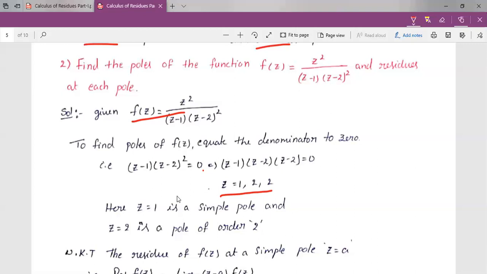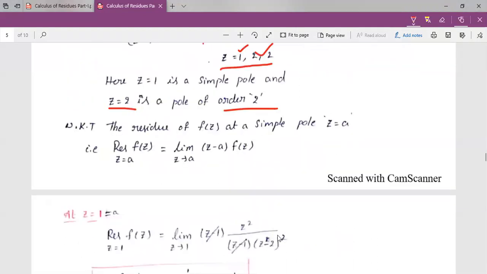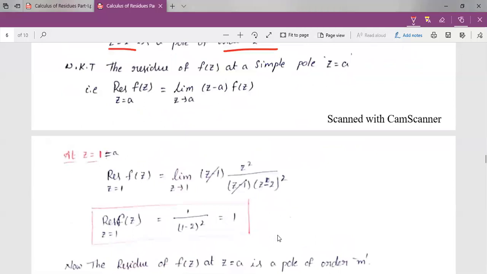Now we observe the order of the poles. Here z equal to 1 exists one time, so it is called a simple pole, and 2 exists 2 times, that is 2 repeated 2 times. Therefore z equal to 2 is a pole of order 2. Now we have to find residues of f of z at each pole, and we know how to find the residue of a function at a simple pole and also at a pole of order m by using different formulas.